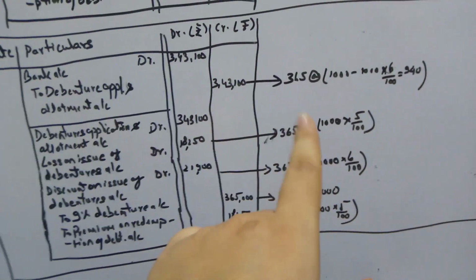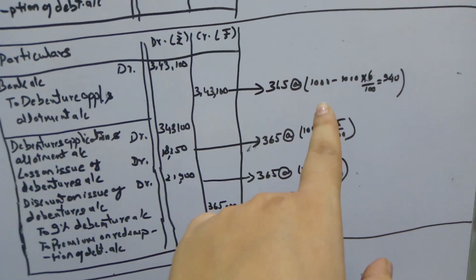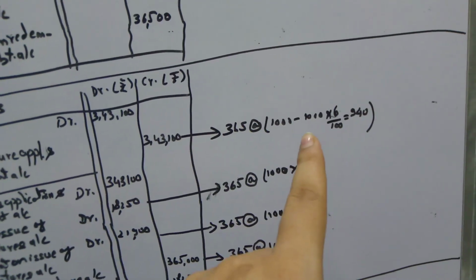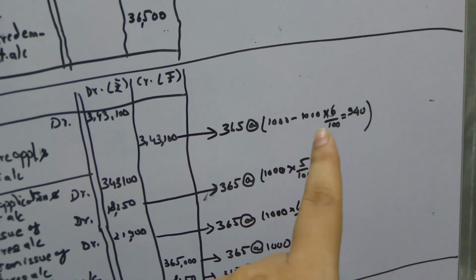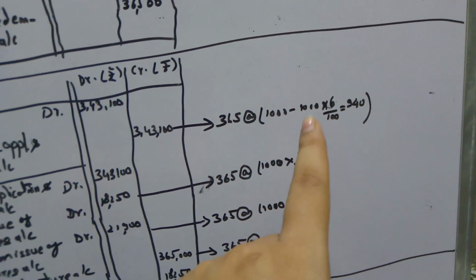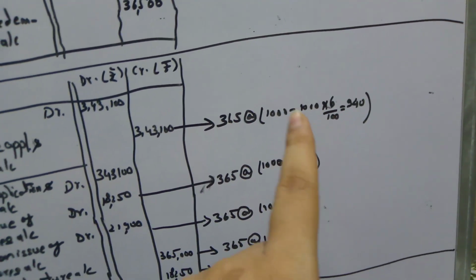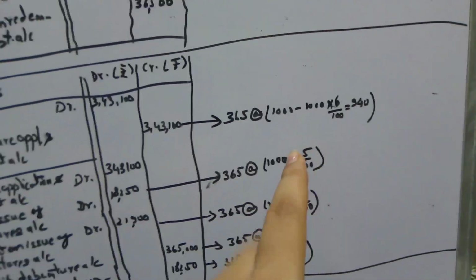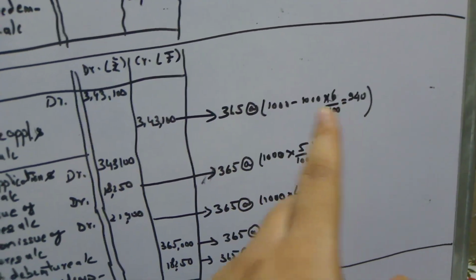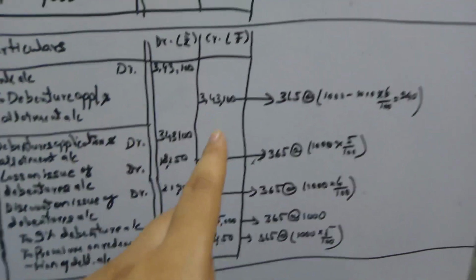So 365 debentures were there, of 1000 each, and in the second case they are issued at a 6% discount. 6% of 1000 gives you 60 rupees. Now 1000 minus 60 is 940. So when you multiply 365 debentures with 940, you will get 3,43,100 rupees.